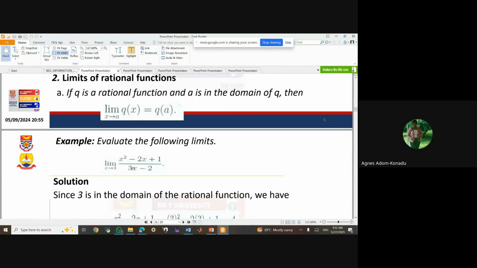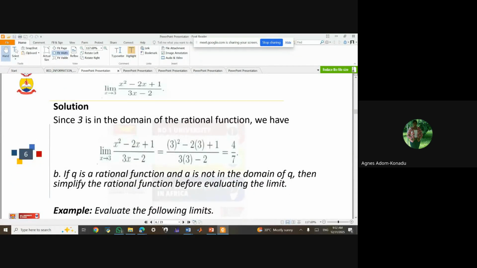The theory says that if the a value given is in the domain, you just substitute that value into the function. So since 3 is in the domain of the rational function, I will substitute 3. So I have 3 squared minus 2 times 3 plus 1 over 3 times 3 minus 2. And when I simplify, I'm going to get 4/7. So that's how to evaluate a rational function.